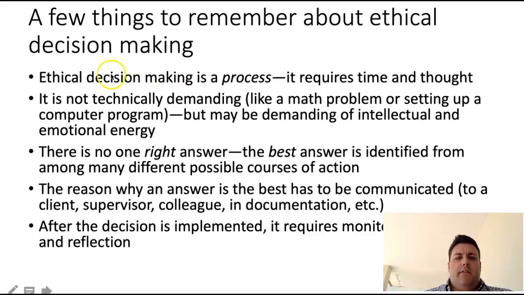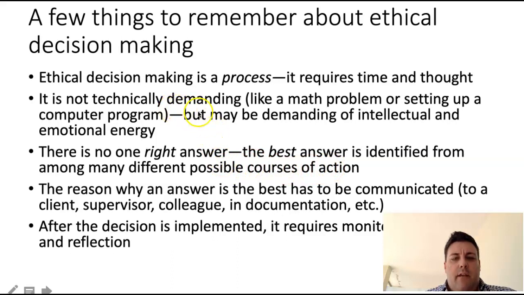The other thing is listed in this third bullet point here. There is no one right answer. What we do in ethical decision making is identify really the best answer, the answer that maybe is the most correct from a number of correct answers. We identify the best answer from a number of potentially good or right courses of action.